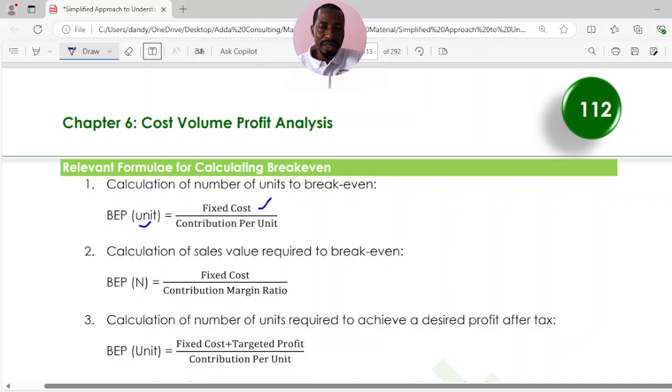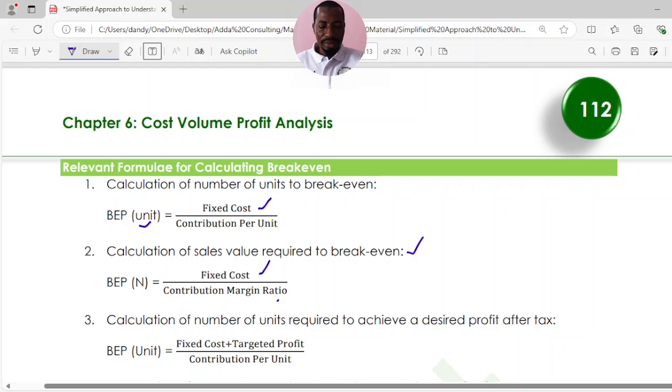The second objective is to determine the sales value required to break even. So when you want to determine the sales value required to break even, you calculate break-even points in value. So the break-even point in value is fixed cost divided by contribution margin ratio. And you know, we've discussed how to calculate contribution margin ratio.